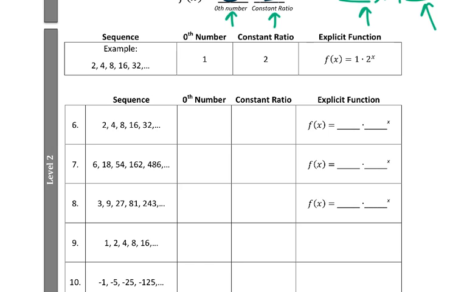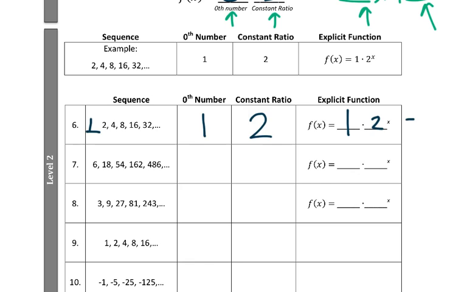I'll practice with you. We'll be friends and stuff. So here we go on question 6. To get the 0th number, I need to know what the ratio is. The ratio looks kind of obvious here. We're multiplying by 2, so that's going to be the number that goes with the x. The pattern always goes with the x. Then the 0th number, if I'm multiplying by 2 to move to the right, that means I need to divide by 2 to go to the left. 2 divided by 2 is a 1. So a 1 is going to go right there, and a 1 is going to go right there.